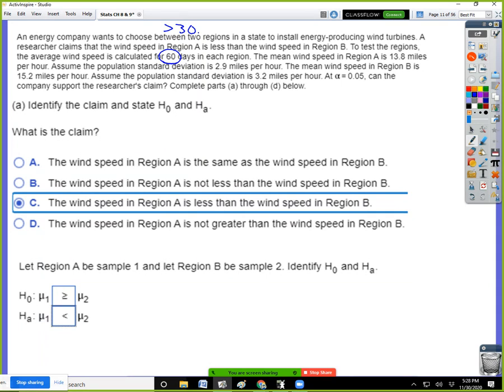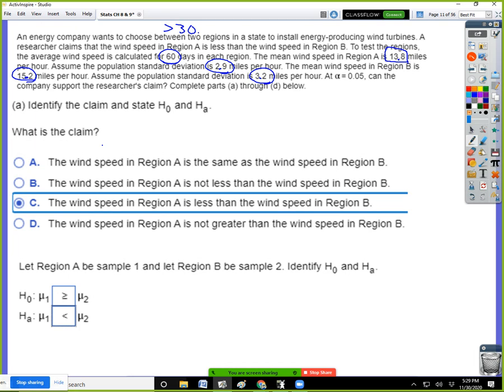The mean wind speed in region A is 13.8 miles per hour. There's a decimal in there. And a population deviation of 2.9. The mean wind speed in region B is 15.2. I'll put a decimal there for you. Okay, assume the population deviation is 3.2 miles an hour. Okay, at alpha equals 0.05, can a company's researcher support the claim?